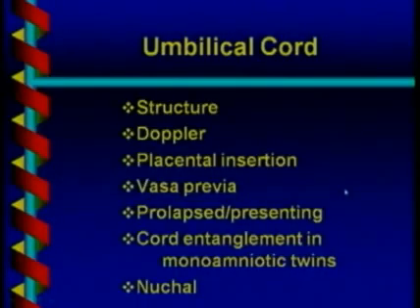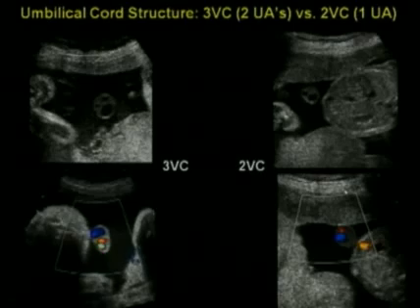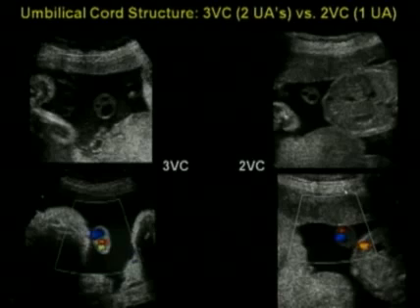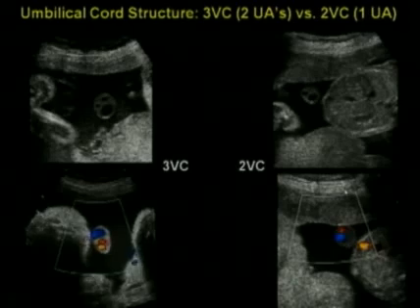There are a number of abnormalities that we can see in the umbilical cord. I'll be talking about some of them, but not all of them here because of time limitations. One of the key ones is to determine the structure of the cord. The normal cord has 3 vessels, 1 umbilical vein and 2 umbilical arteries. The difference in appearance is that the vein is big and in cross-section the arteries are small.